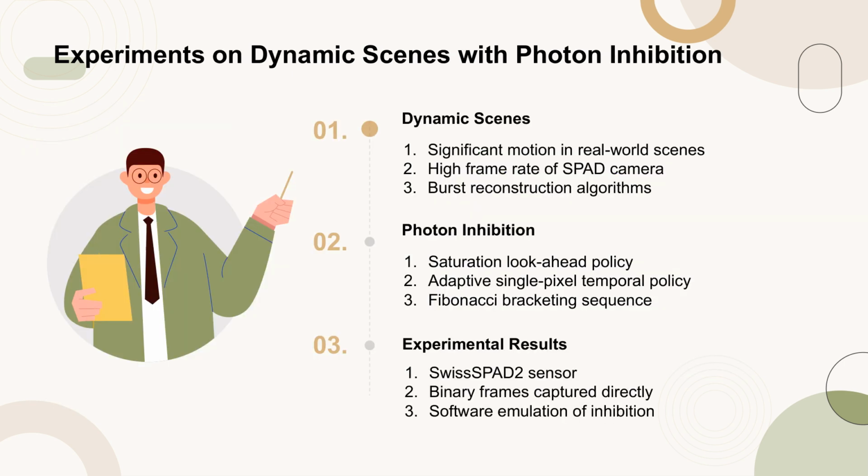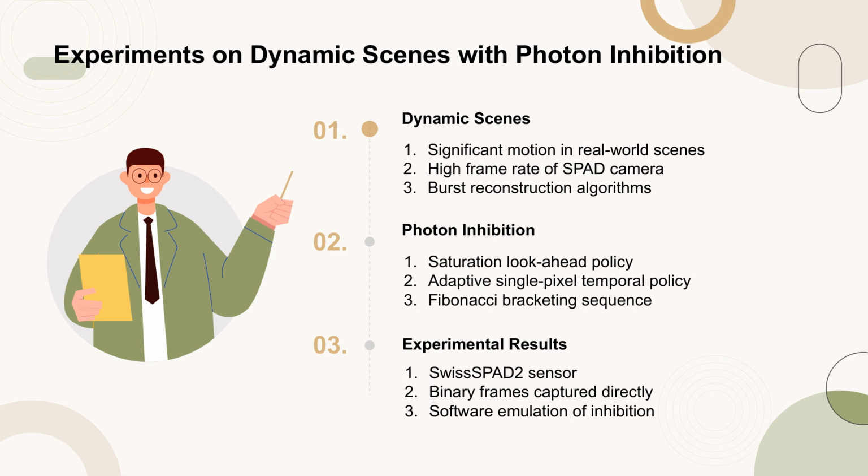In dynamic scenes, significant motion is present even with the high frame rate of a SPD camera. Burst reconstruction algorithms are used to yield high-quality images from sequences of binary frames. The study focuses on the saturation look-ahead policy, an adaptive single-pixel temporal policy. To avoid losing salient information under motion, the inhibition policy limits extended dead time periods.